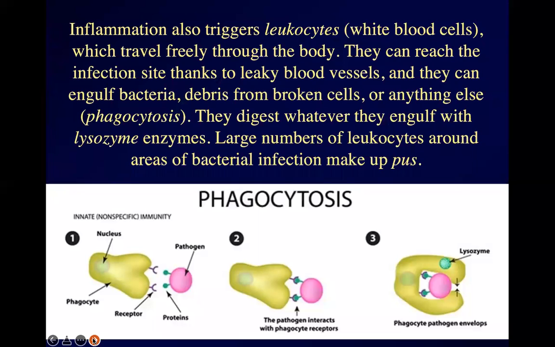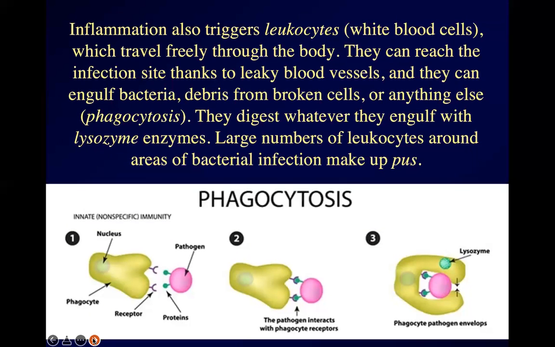Inflammation also triggers a population of cells in the body called white blood cells, or leukocytes. Leuko is Greek for white, so these are your white cells. These travel through your bloodstream, but they're also capable of forcing their way out of your blood vessels and traveling just about anywhere in the body. In particular, they can get to the infection site because of those leaky blood vessels that we talked about earlier.